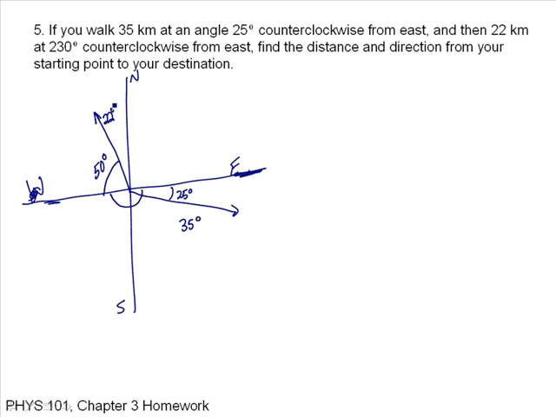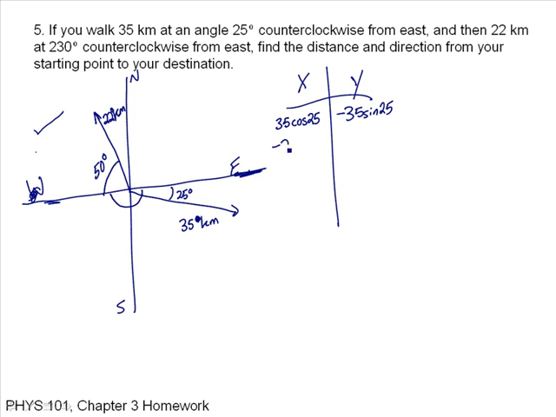I'm sorry, this should be 35 kilometers, and this should be 22 kilometers. Now, I just want to add up these vectors the way that I did before, and the resultant will be the sum of the two vectors. So I'm going to draw my table with my x and y components. I have 35 cosine of 25, and then I have negative 35 sine of 25. It's negative because that y component of the vector points down in this direction.